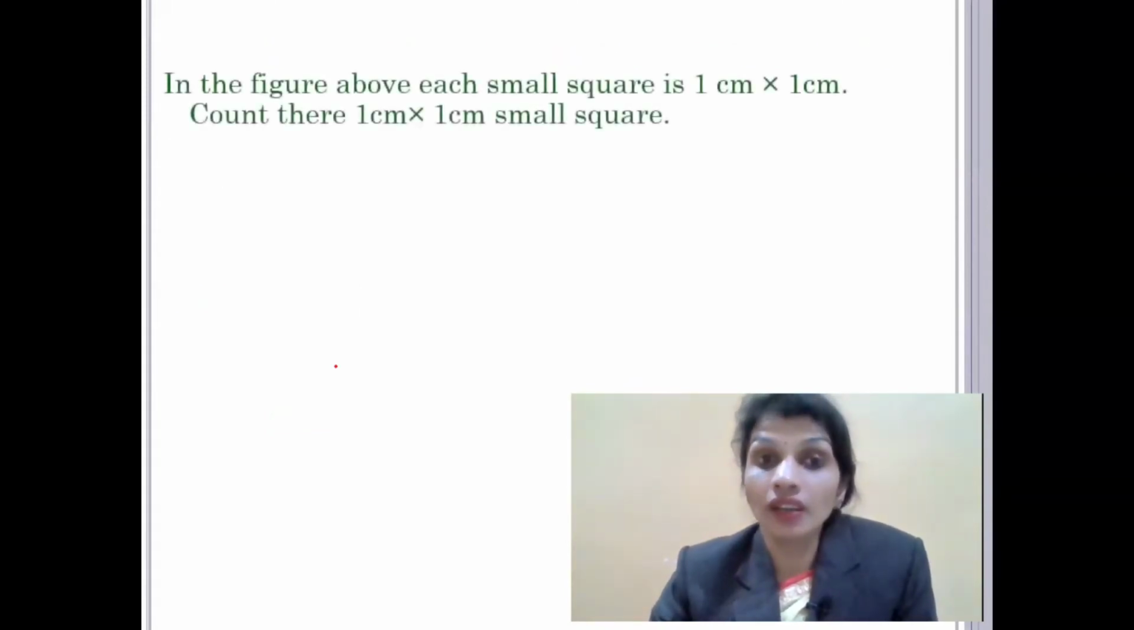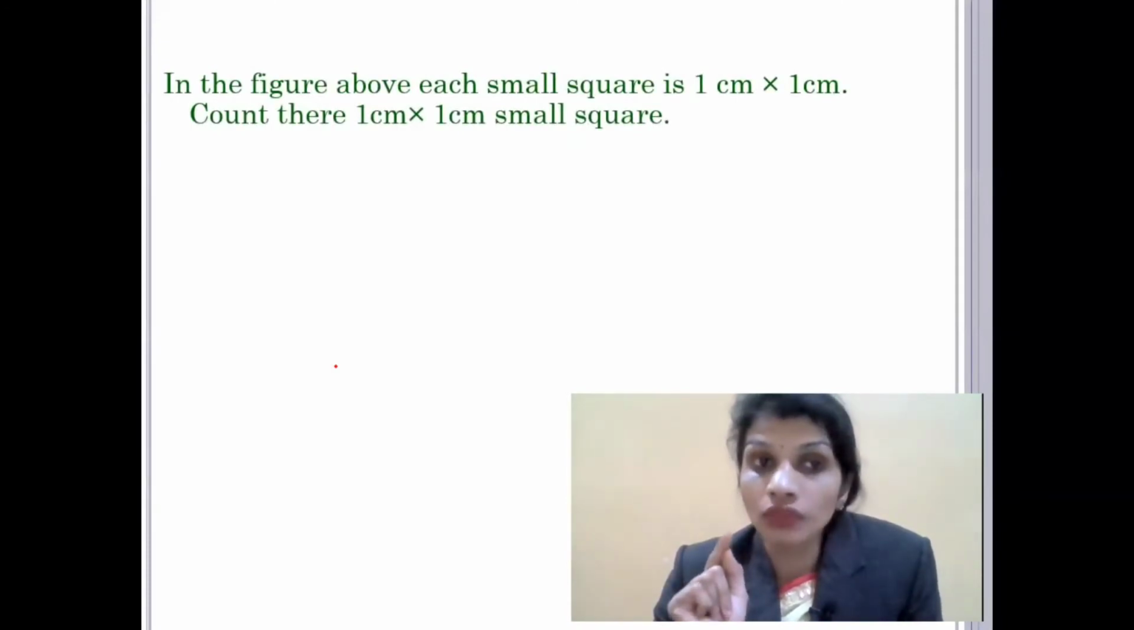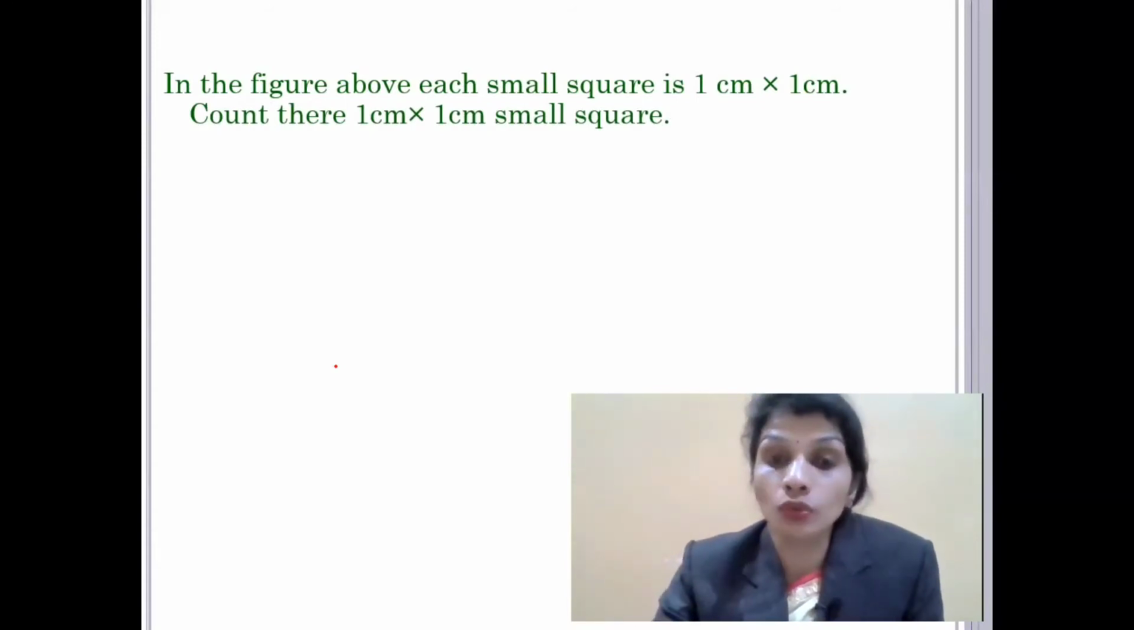Now, in the figure above, each small square is 1 centimeter by 1 centimeter. Now you count those 1 centimeter by 1 centimeter small squares.